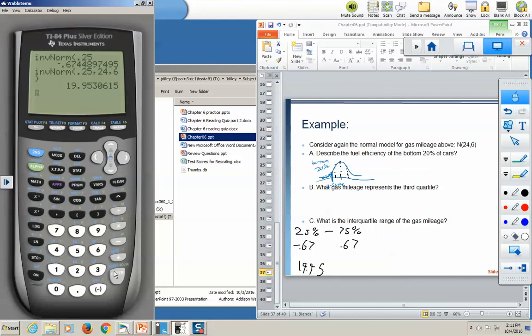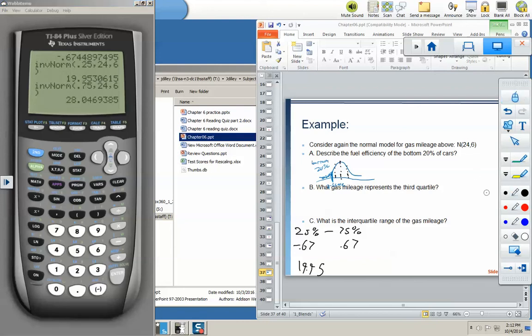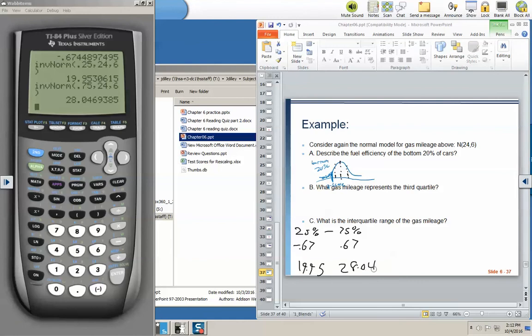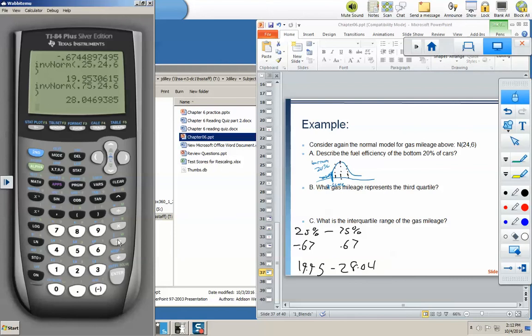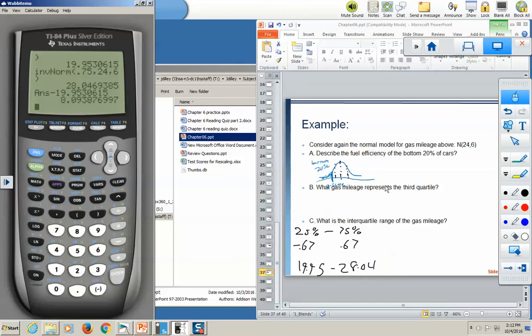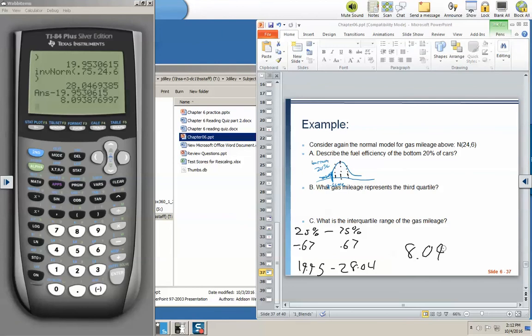Again, I'm doing a bit of a shortcut here to go straight to the gas mileage without having to plug into the equation. Again, it's important to be able to do both. But here's a nice quick thing for you. This is 28.04, which technically we knew because that was the answer to the last question. And then if we want to find the actual interquartile range, we'd better subtract those two. So 30.04 minus 19.95, and so there's my interquartile range, 8.09.